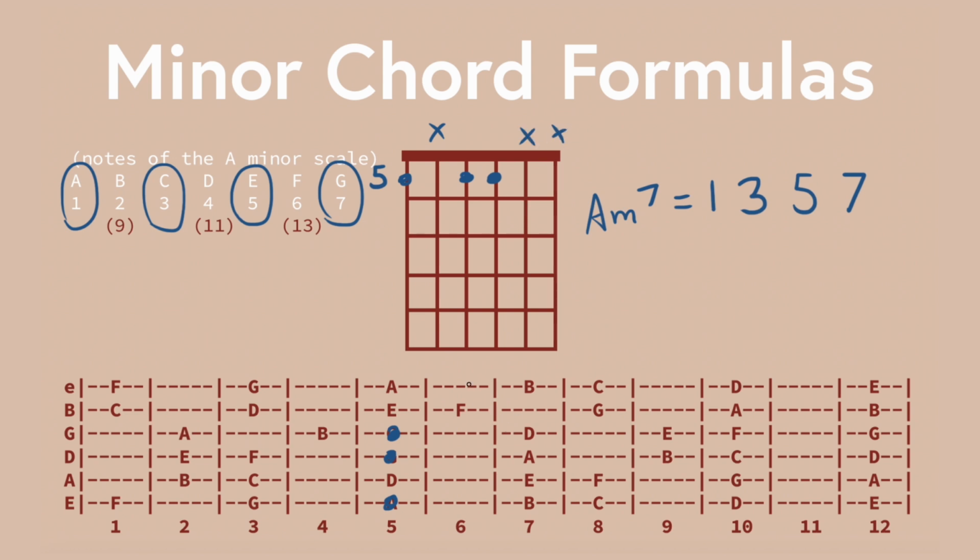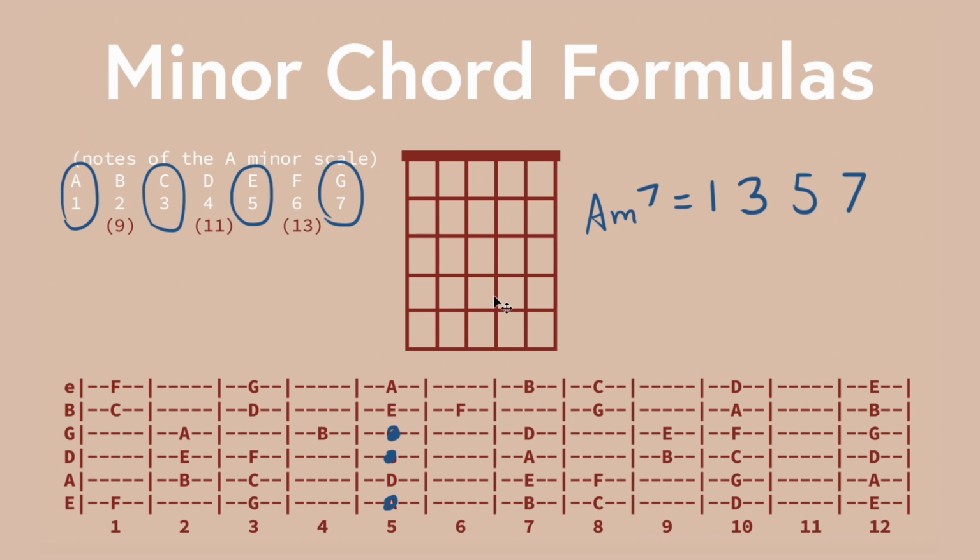However, if you wanted the fifth, you could get it here, because that's E, so we can get that. And if you wanted the first again, you could get it there, because that's A. Depends on what you're playing, what kind of sound you want.